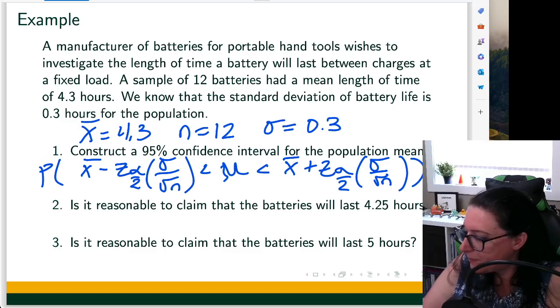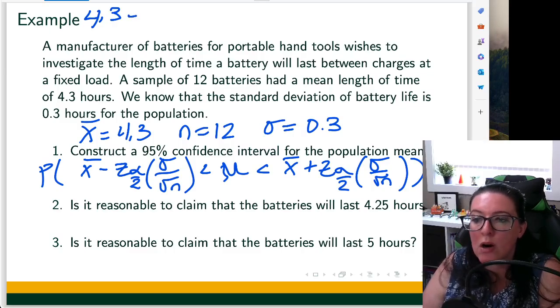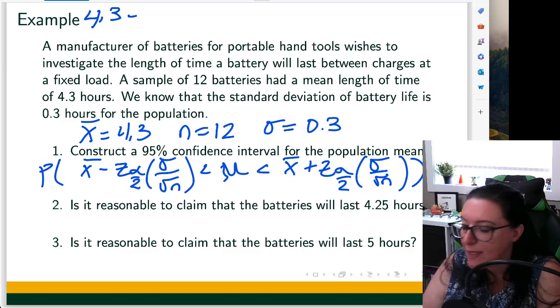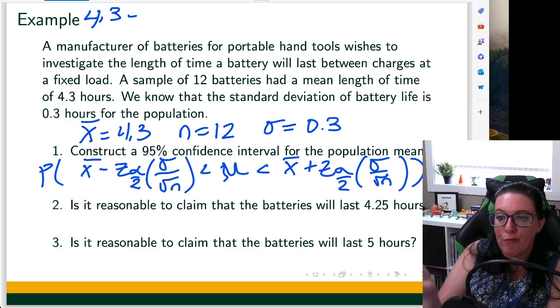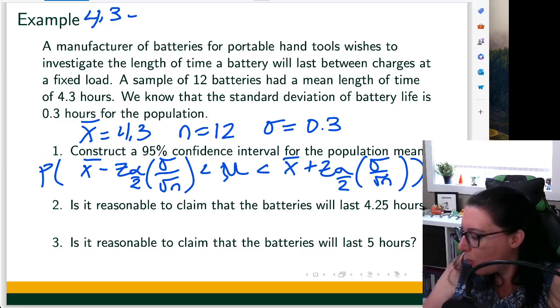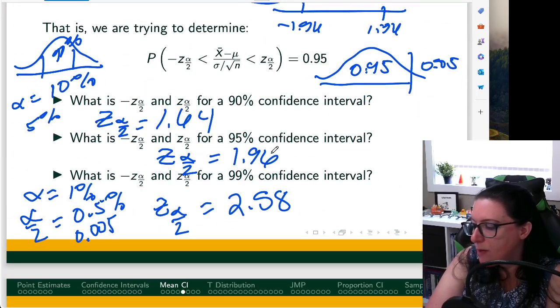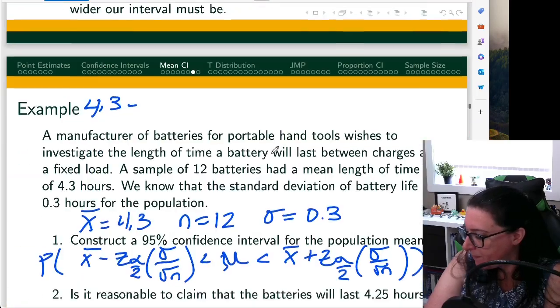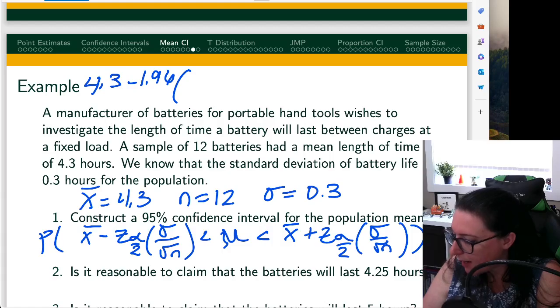So we have 4.3 as the average. We need our Z for 95% confidence. Remember, it's alpha over 2, so we're putting that alpha of 0.05, that's the amount of error we're willing to accept, and we're dividing that to be on either side. So we're going to need a Z for 95%, which is 1.96, minus 1.96 times sigma, here 0.3, divided by the square root of 12.